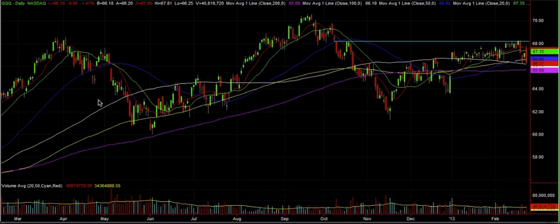For the Qs, I'm looking for a test of the 200-day moving average at 65.7. That's going to be important. I think that's going to take lots of weak longs out there, and maybe we'll see what happens from there. We also would finish filling this gap we need to finish here.